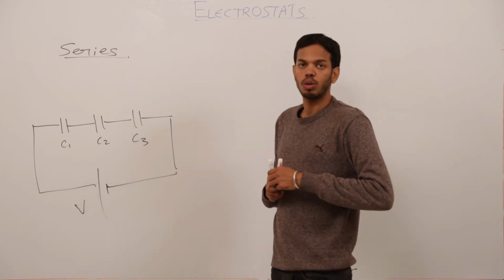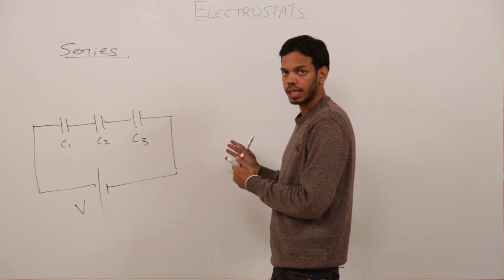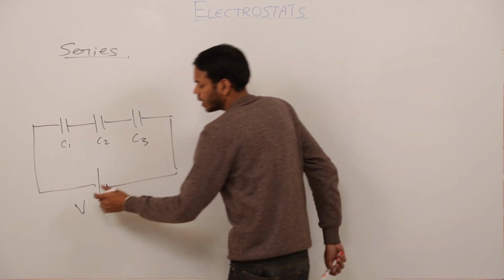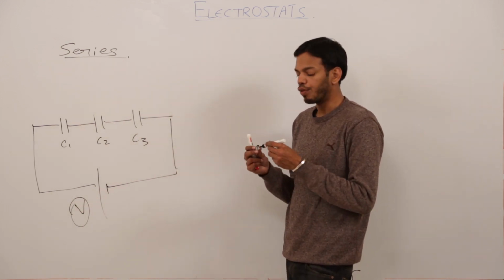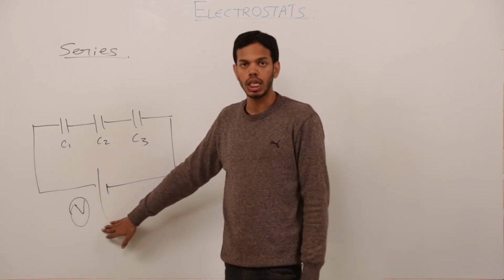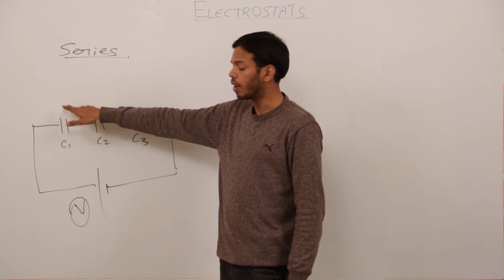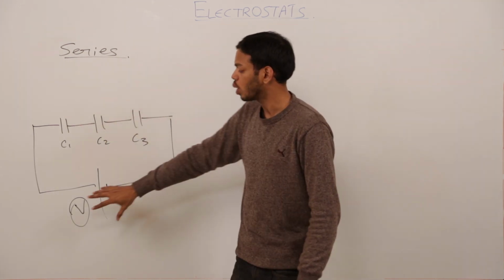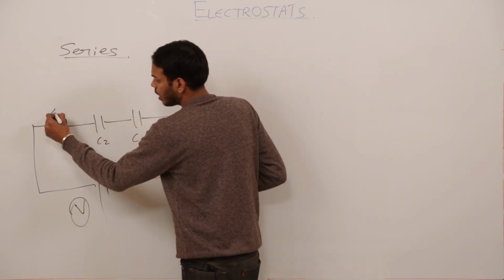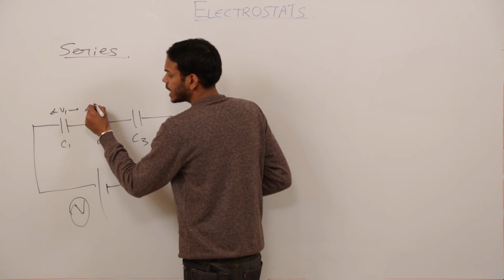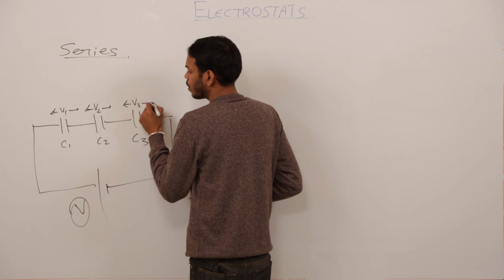What do you think will happen to the charge on each capacitor and the voltage across each capacitor? See, this voltage will be totally consumed by these capacitors. For example, if this is 6 volts, the voltage will be divided like 2 volts, 2 volts, 2 volts or 1 volt, 2 volts, 3 volts, but a total of 6 volts will be consumed. That means if C1 has a voltage V1, C2 has taken a voltage V2 and C3 has a potential difference of V3.